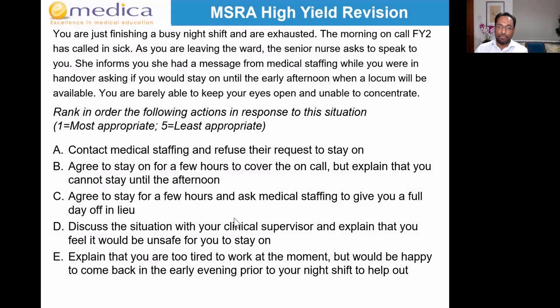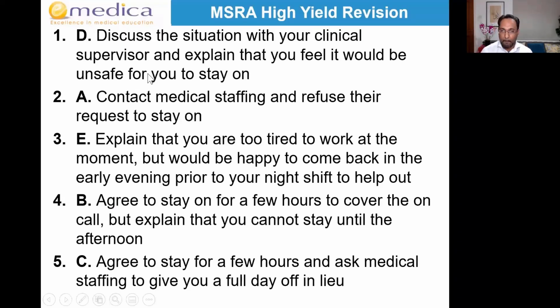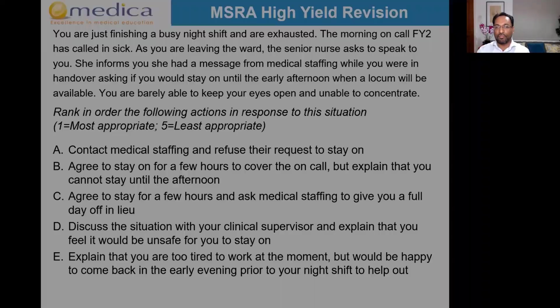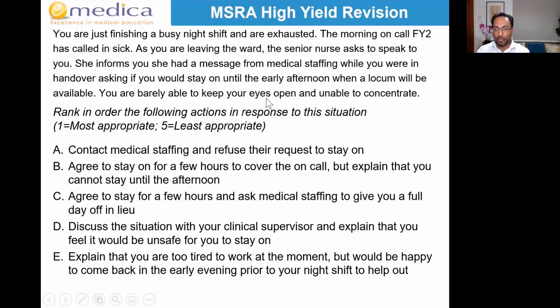And that's why, if you're only going to do one of them, the best option is D. Okay? Because if you discuss the situation, so first of all, there are legal limits to how long you can work at night or in one continuous go, including shifts overnight, before having compensatory rest. And that's because research shows that a really exhausted doctor, their judgment is affected similarly to someone who's drunk several times over the legal limit of alcohol, i.e. it's unsafe. On top of that, look at the scenario. You're barely able to keep your eyes open and unable to concentrate, i.e. it's clearly unsafe, okay? And so they shouldn't be asking you.